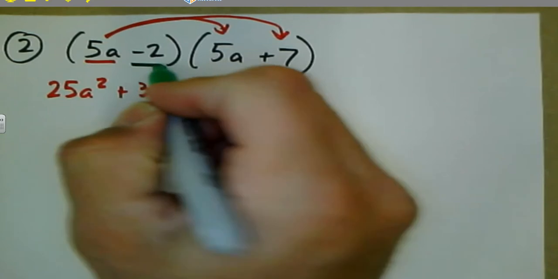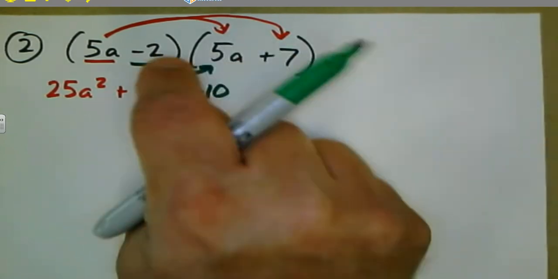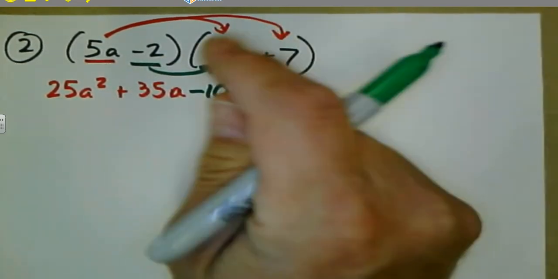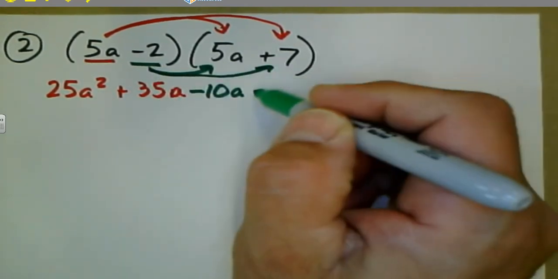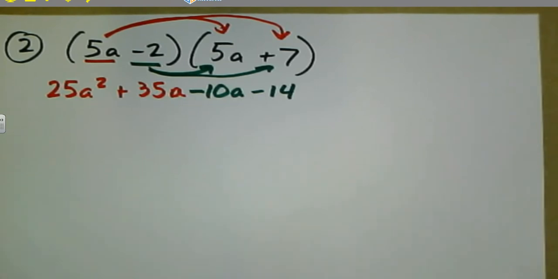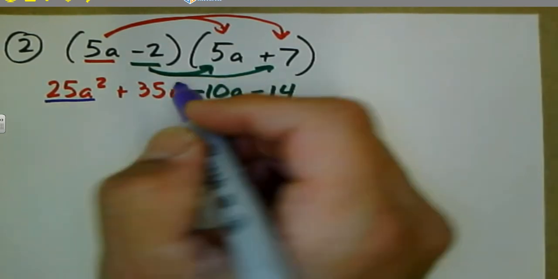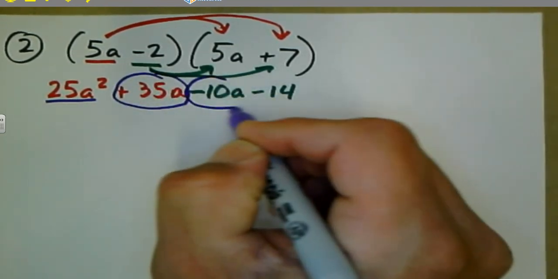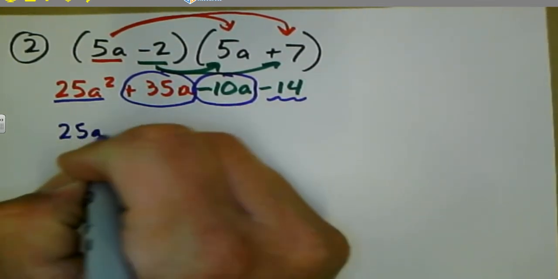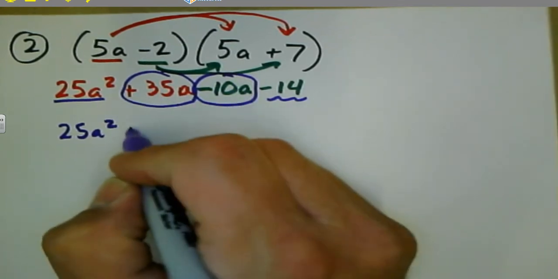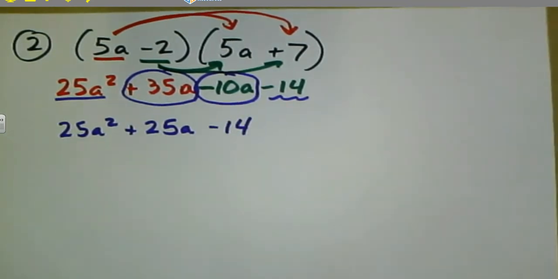Our next term, we're going to multiply by each term on the other side. -2 times 5 is -10. 1a. 0 plus 1 is 1. And then -2 times 7, which is -14. This one does not have a counterpart. This one has a like term right here, and this one does not have a like term. So 25a squared, 35 minus 10 is 25a, and -14 doesn't have anything to add to.